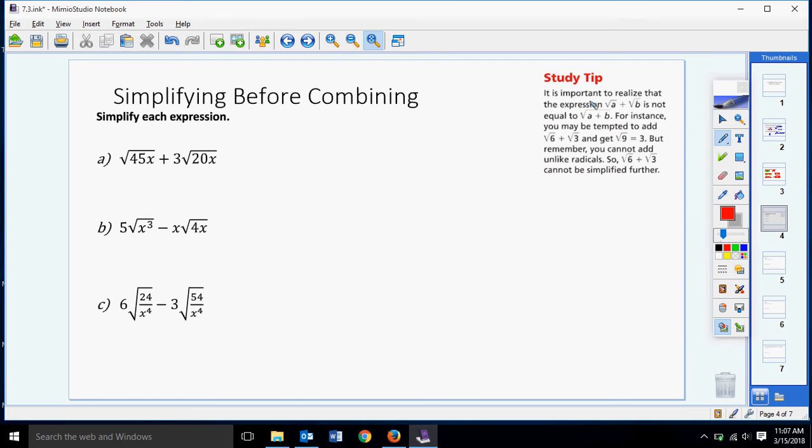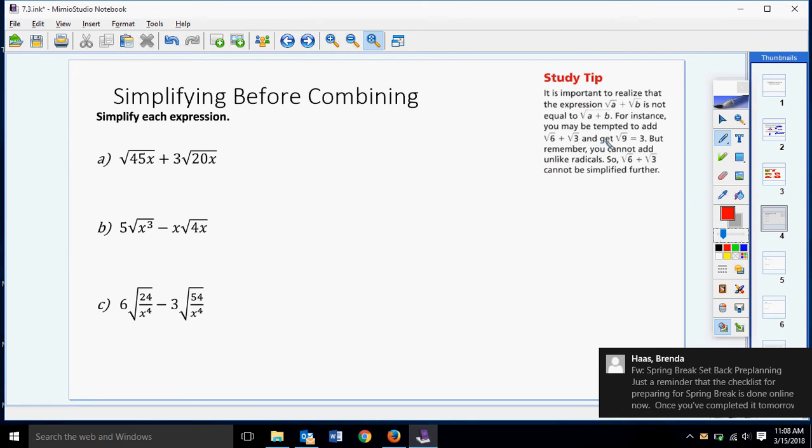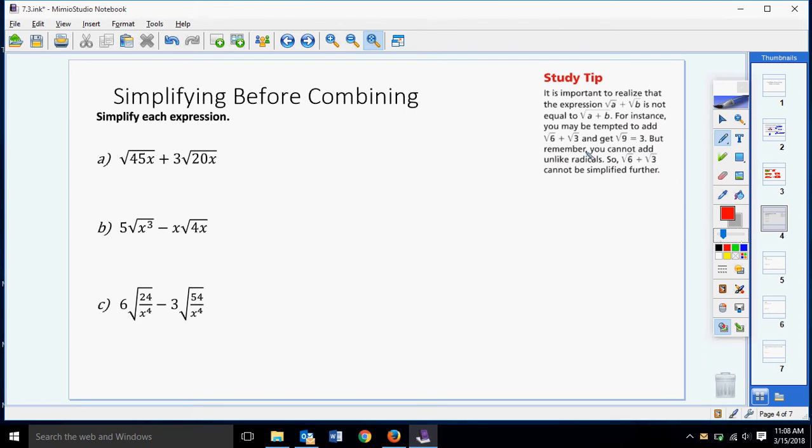Just a little short study tip over here. The square root of a plus the square root of b is definitely not equal to the square root of a plus b underneath the radical. And this gives a better example. The square root of 6 plus the square root of 3 is not the square root of 9. Okay? Don't do that. They are two different numbers. The square root of 6 is some decimal number plus the square root of 3 is some decimal number, and you're not going to get the same answer.